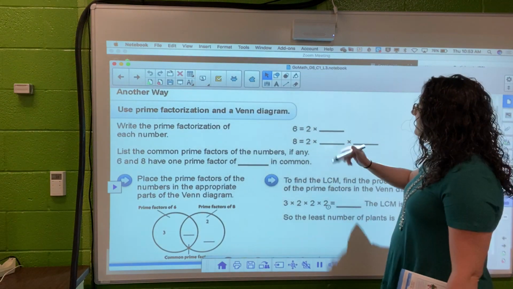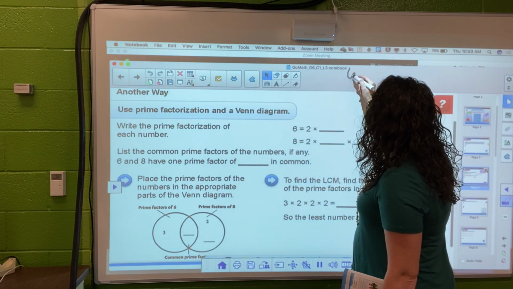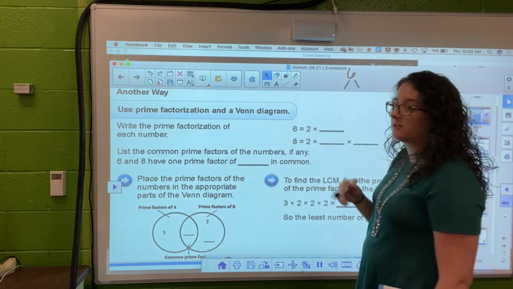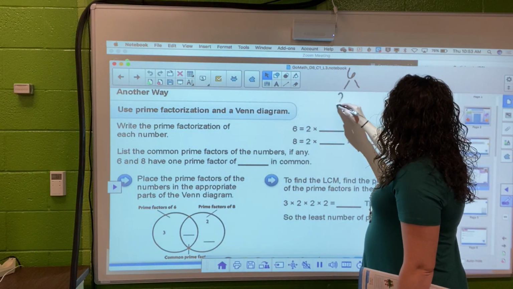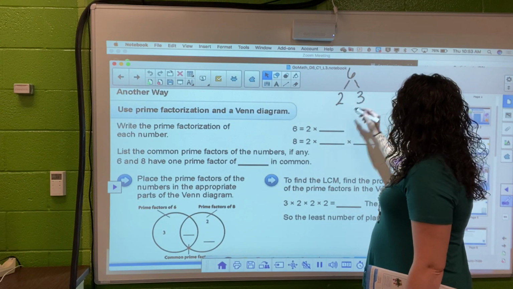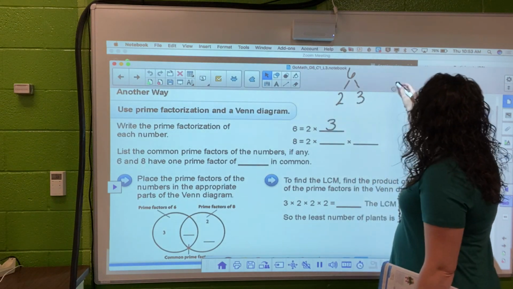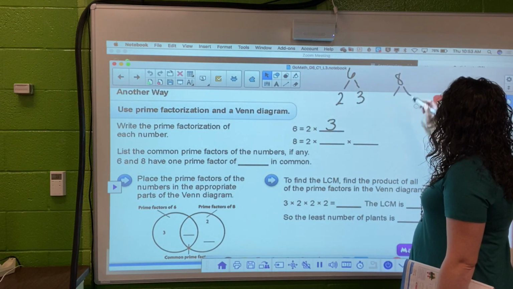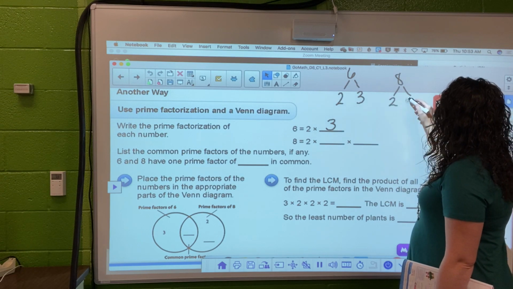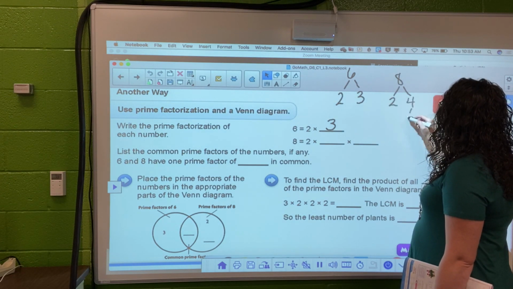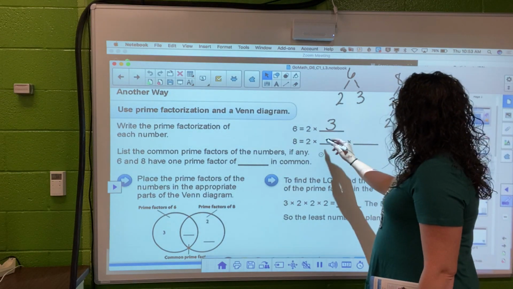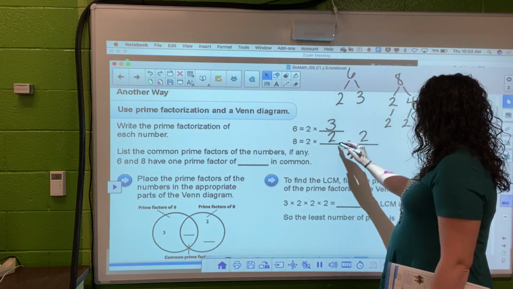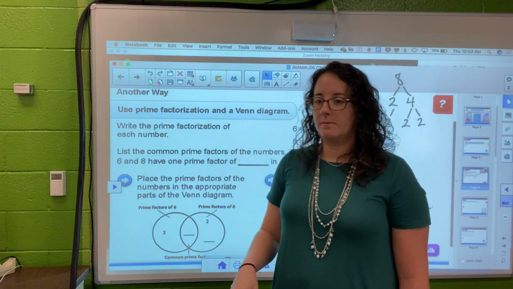So over here we have 6 and 8. If you need to go off to the side and draw your factorization trees, you can. So the two factors for 6 are 2 and 3. And then for 8, we have 2 times 4. 4 has to be factored again to 2 times 2. So we have 2, 2, and 2 as our factors for 8.